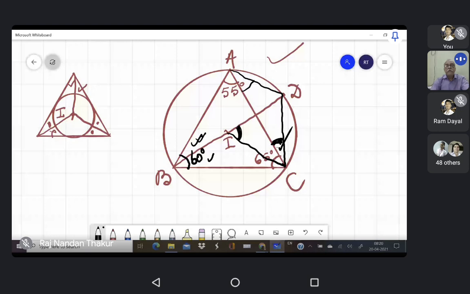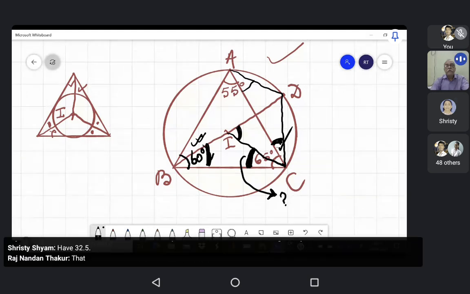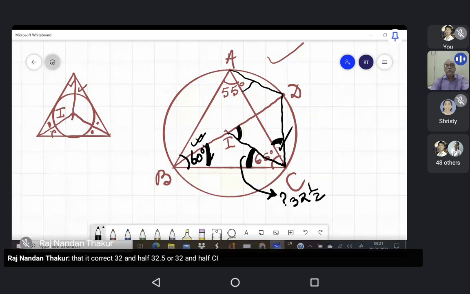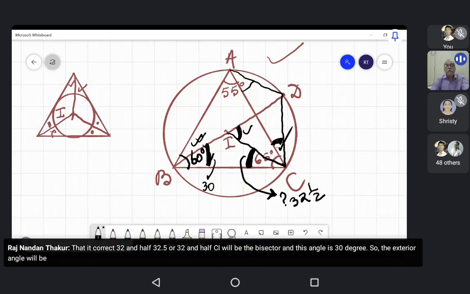This is the main reason for this question. How much will this be? Anyone? 32.5, correct. 32.5 or 32 and a half. CI will be the bisector. And this angle is 30 degrees. So the exterior angle will be 62 and a half.